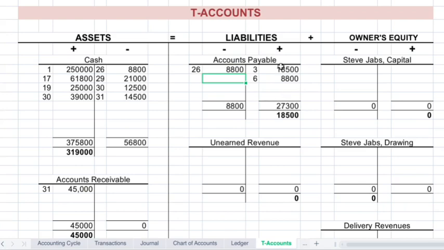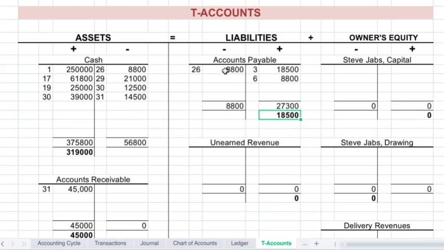Okay. So, yan. So, we put them, or we add them. So, we have 27,300 here on the credit side, and we have 8,800 on the debit side. And then, we get the difference. Okay. So, we got positive naman. Positive 18,500 on the credit side.